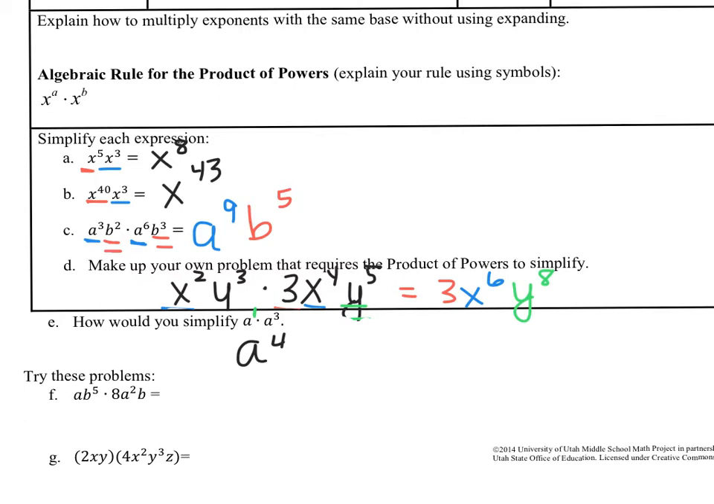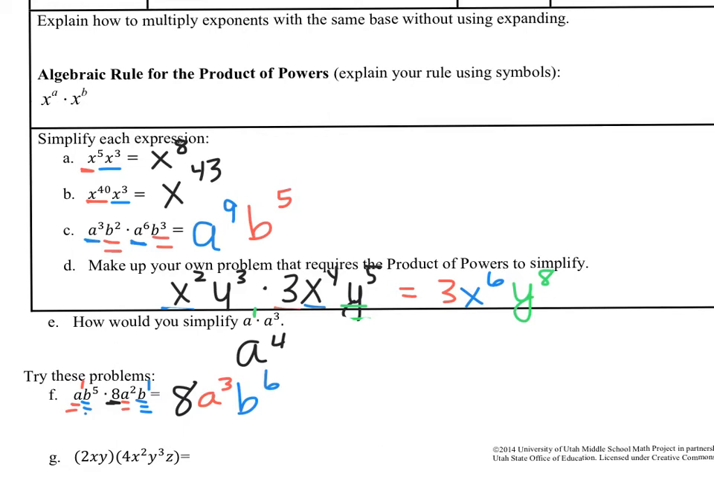In F, I've got this 8 out in front. That 8 has nothing else to multiply, so it's just going to stay 8. And then I have a really to the first power and a squared, which gives me a total of a to the third power. And then I have b to the fifth, and then really b to the first, which gives me b to the sixth power.